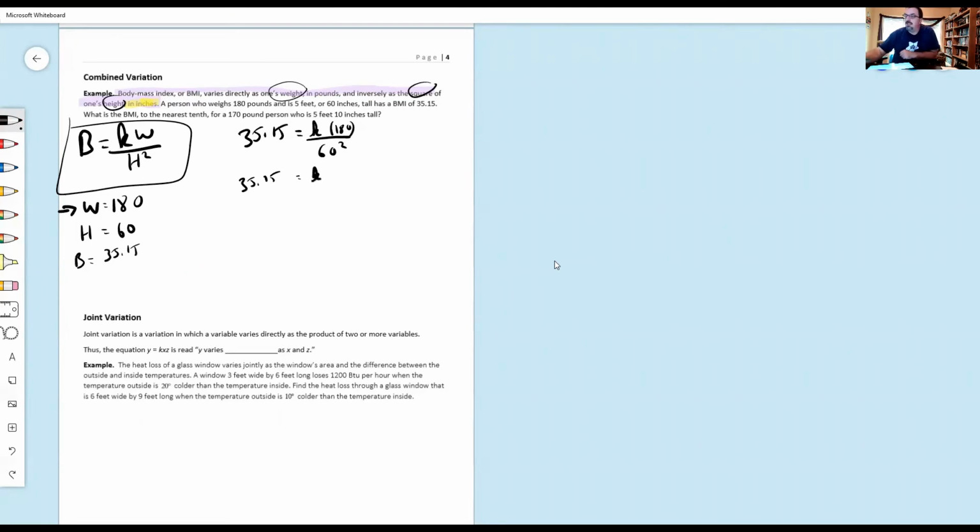So I'm going to do some quick calculations. Get your calculator out. 180 divided by 60 squared is 0.5. Divide everything by 5, sorry, 0.05.